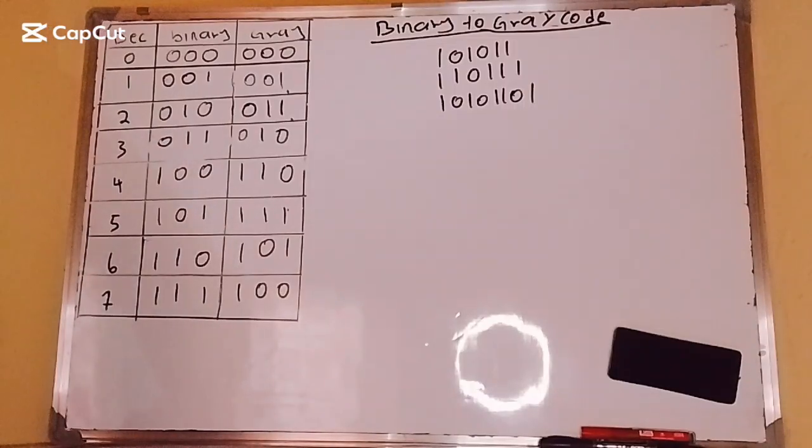In this video, we're going to see the gray codes, how to convert binary to gray code and how to convert gray code to binary. So let's first see how to convert the binary to gray code.